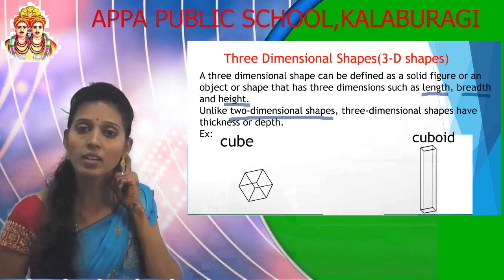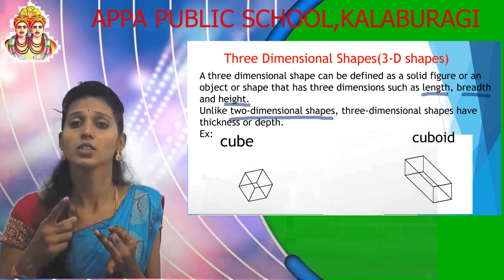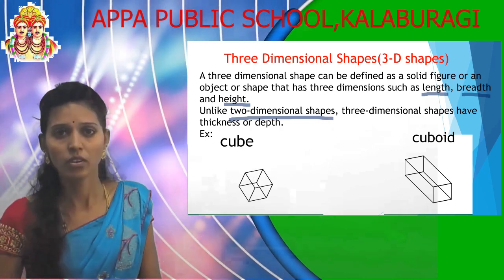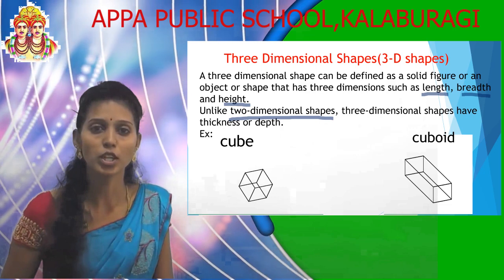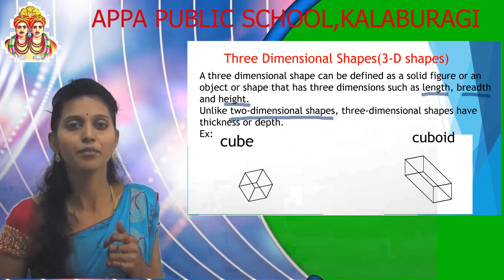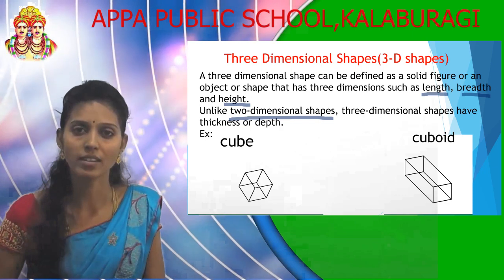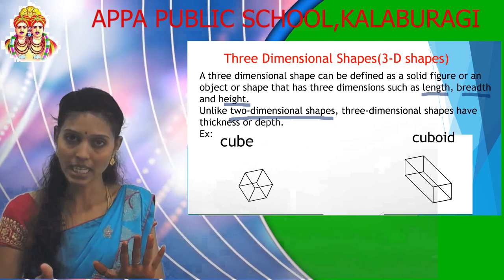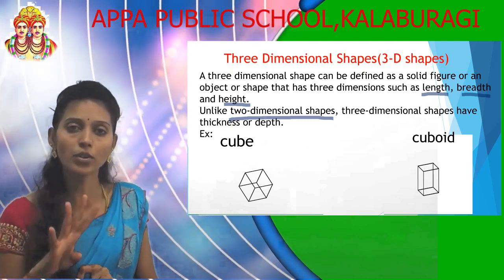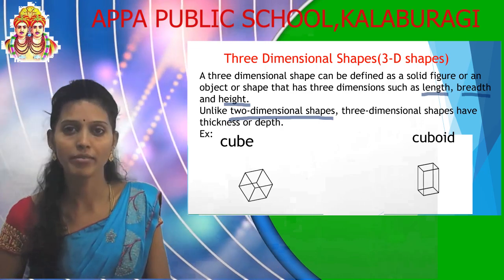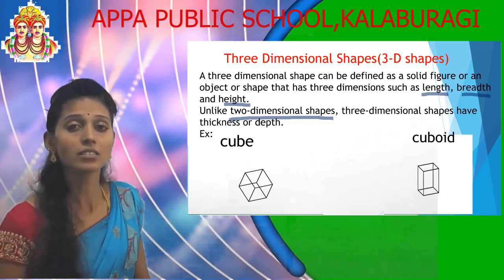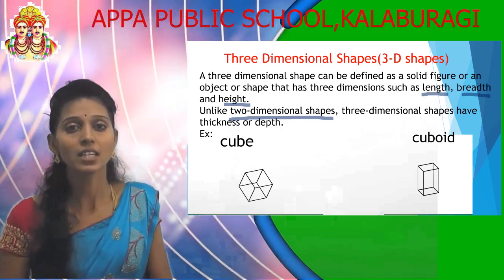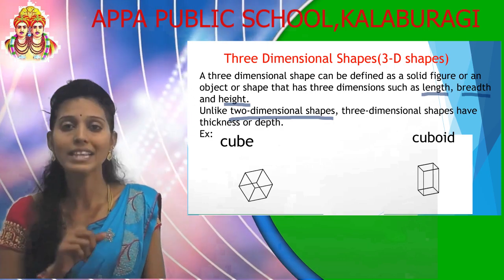Next we'll go to cuboid. Our matchbox, geometry box, and our table, our board, almost everything is in rectangular shape only. If we have the 3 dimensions for that, then it is nothing but a cuboid. In a cuboid, you will be having either 6 rectangular faces only, or else 4 rectangular faces and 2 square faces.